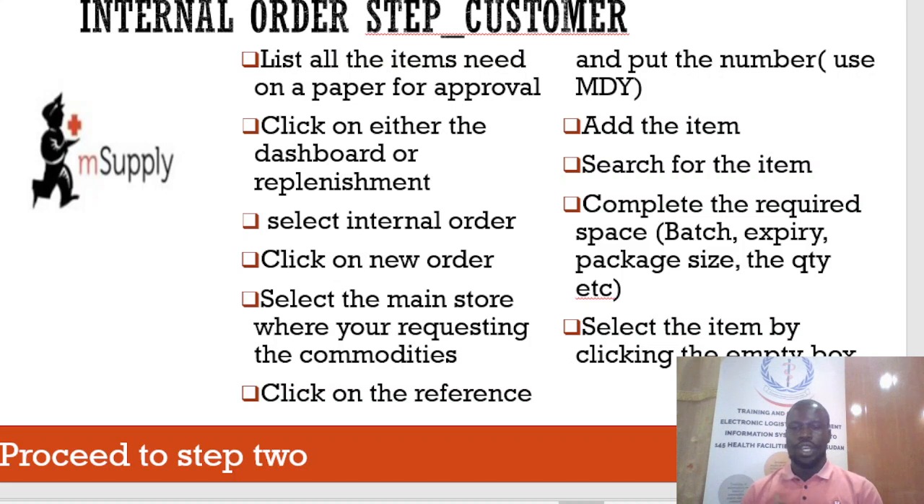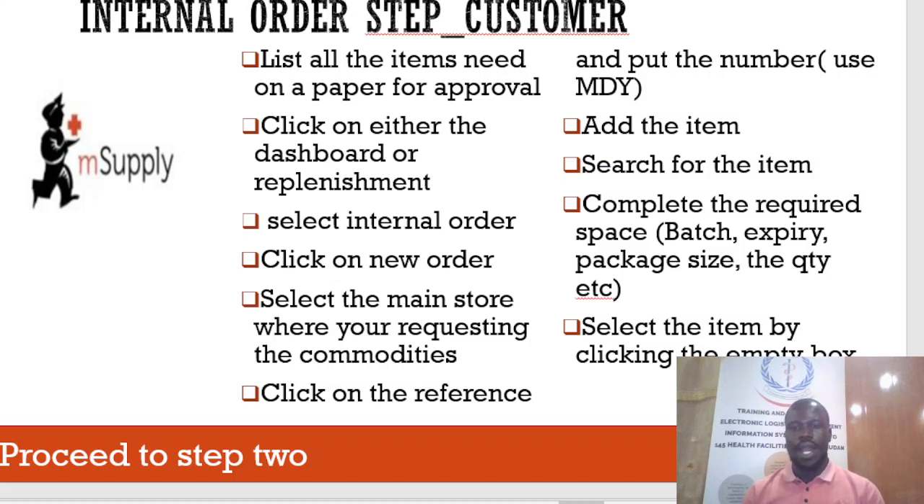And then next, you now go ahead, as I said, you open the dashboard. And when you open the dashboard, you see there's some part where it says internal order. Alternatively, you go to replenishment from the left hand side and then you click on replenishment. After clicking replenishment, then you select the internal order. After selecting the internal order, it will open up. And then when it opens up, there is an icon on top there that tells you about new order. Click on the new order.